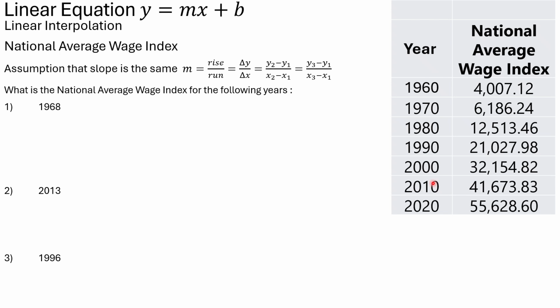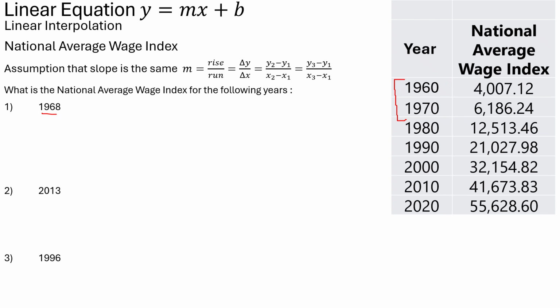And we want to use linear interpolation to determine what the corresponding national average wage index is at 1968, 2013, and 1996. So again, it doesn't matter what you choose for X or for Y. I'm going to go through this quickly since I already have a few videos doing the same process. So you identify, let's say for 1968, which two data points you're going to use. You're going to use 1960 at 4007 and 1970 at 6186.